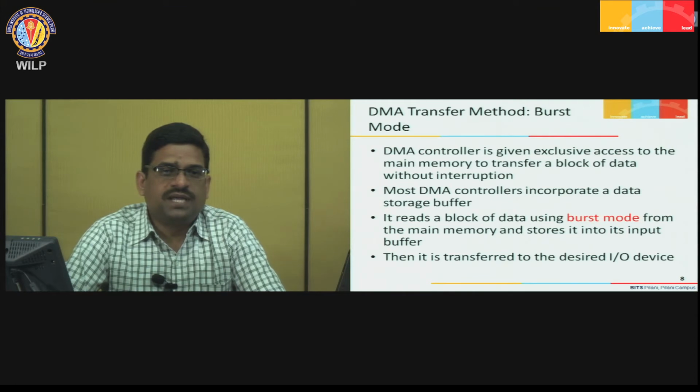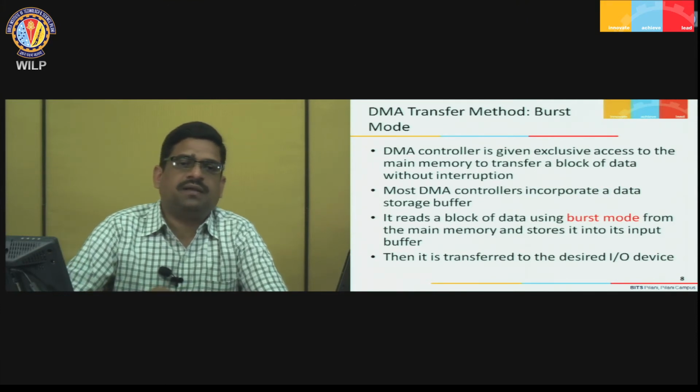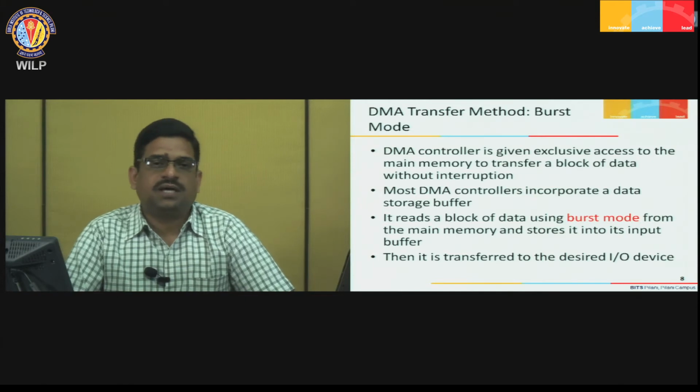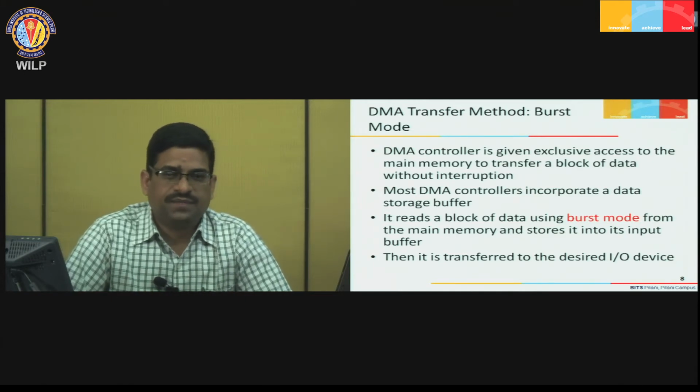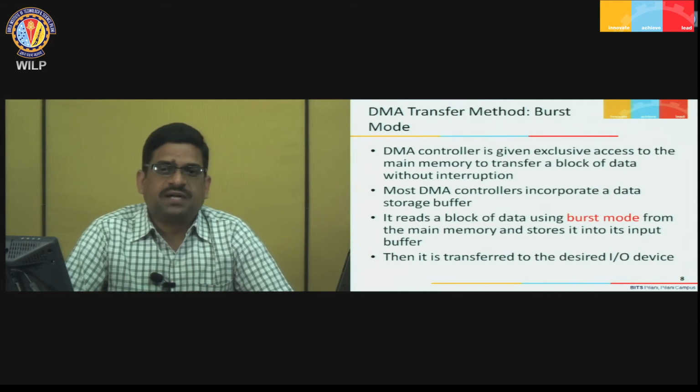For this, most DMA controllers incorporate a data buffer, a storage buffer. So it reads a block of data using the burst mode from the main memory and stores it in its buffer, and then transfers it to the desired IO device. So let us say a 512 byte block of data is read from the memory into the buffer of the DMA, and then later it can be transferred to the IO device as per the IO device speed. So as I said, for block transfer it is very good.